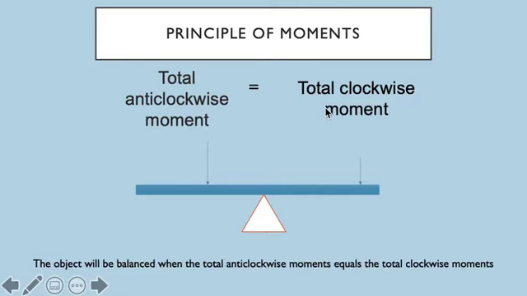And it says total because if I've got more than one force pushing down here, so I've got more than one moment on the right hand side, I would add up all the moments on this side, and then if they equal all of the moments on this side, then I would know that yes, that object is balanced because of the principle of moments. The object will be balanced when the total anti-clockwise moments equals the total clockwise moments.